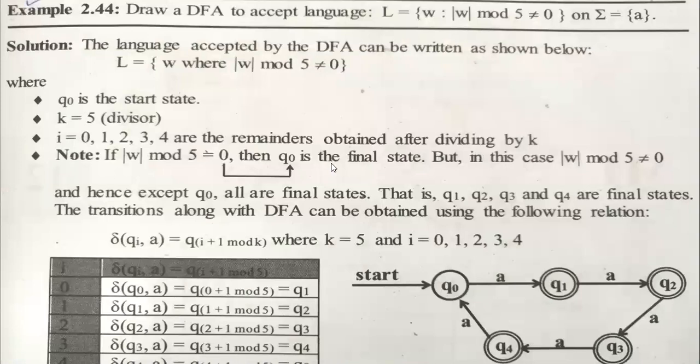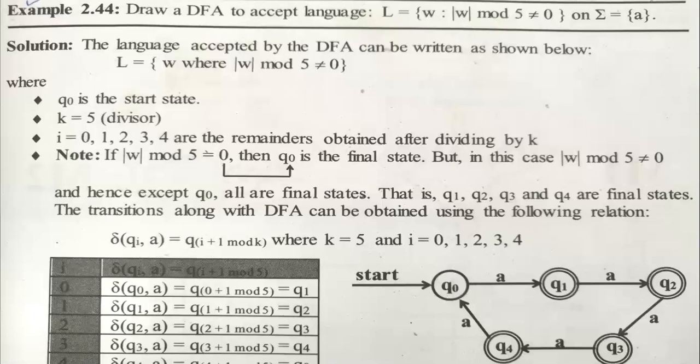Observe it carefully. Draw a DFA to accept the language L equal to W, where the length of W mod 5 should not be equal to 0. Previously, whatever value we had after the equal sign, don't get confused. It also depends on the assignment operator we have. Here we have not equal to 0, which means apart from 0, whatever states you have should be made as final states.